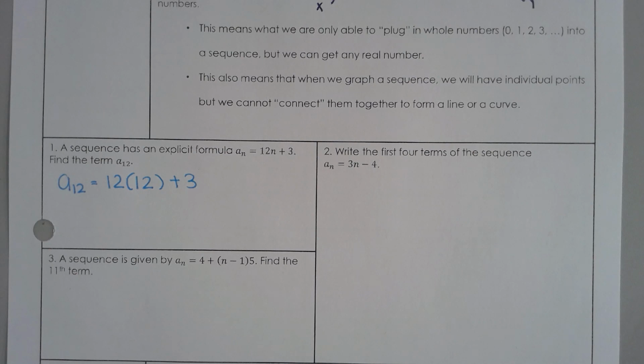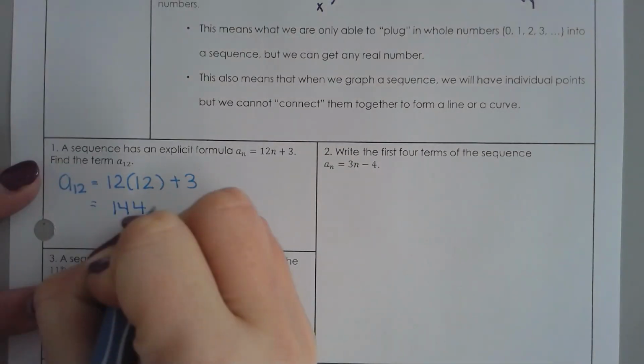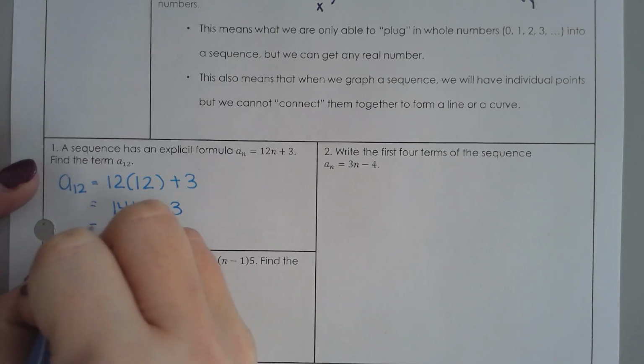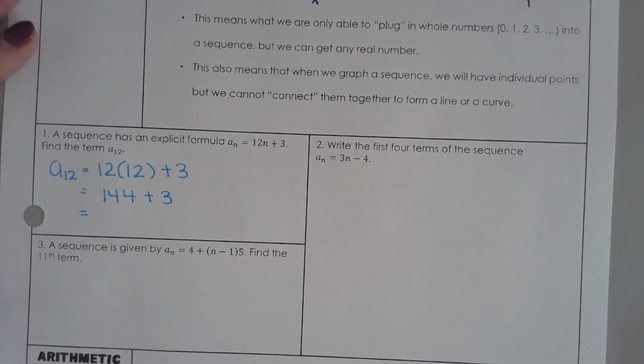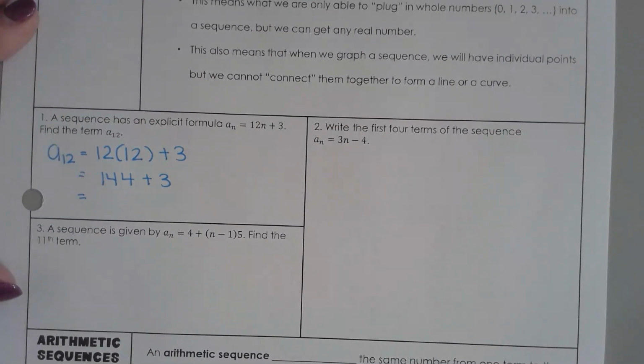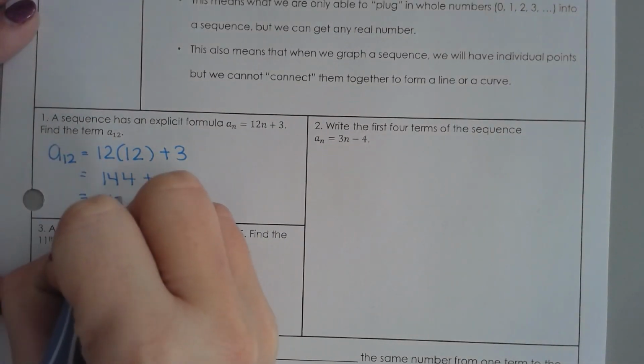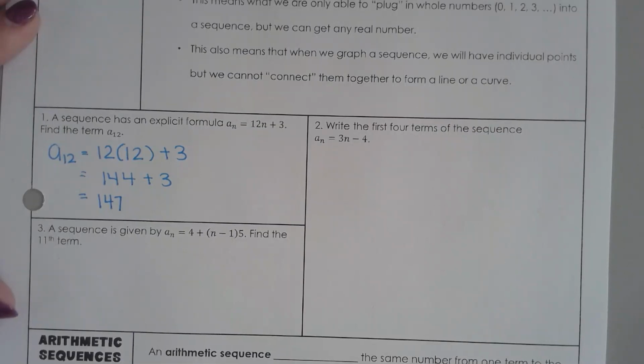This would be 3. Try to do as much math in your head as you can to prepare yourself for doing it later on the AP exam. So this would be 147. So A12 is talking about the 12th term.